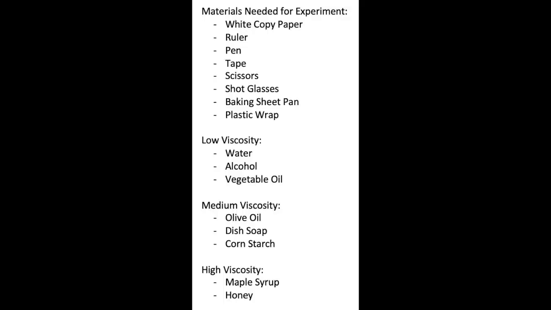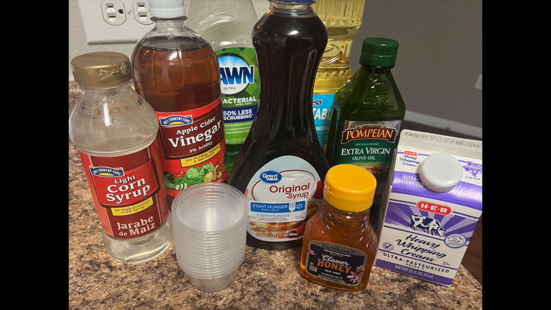For this experiment, you will need white copy paper, a ruler, a pen, tape, scissors, shot glasses or souffle cups, a baking sheet pan, and plastic wrap. A few other materials that you may need will be water, corn syrup, vinegar, olive oil, vegetable oil, honey, alcohol, syrup, and Dawn dish detergent soap.